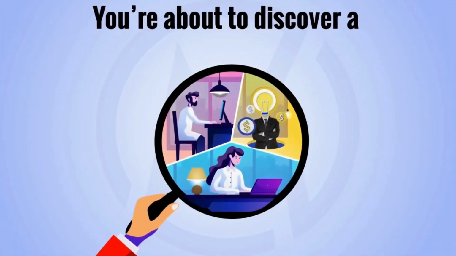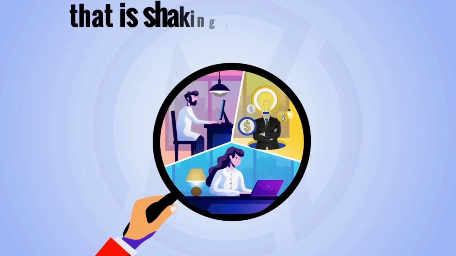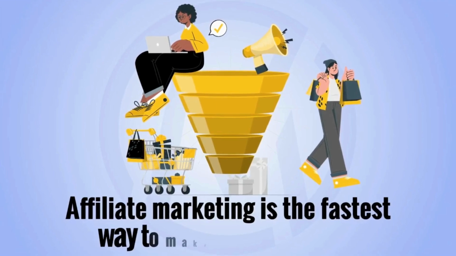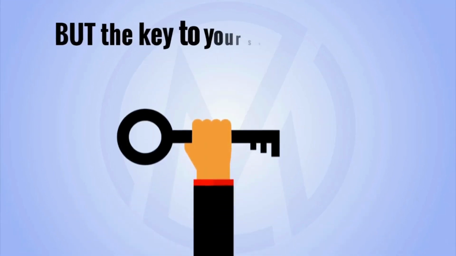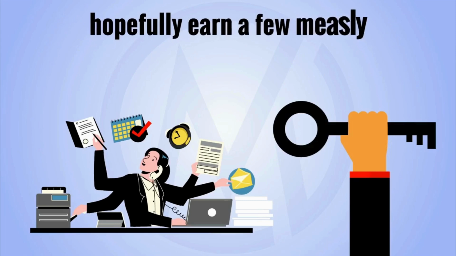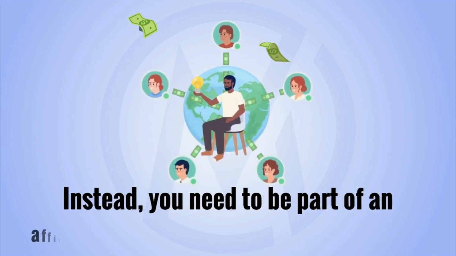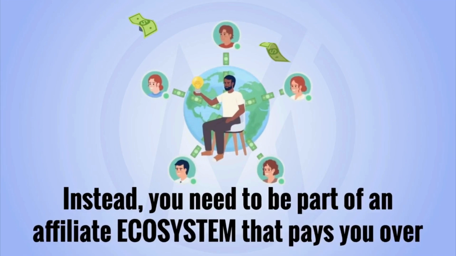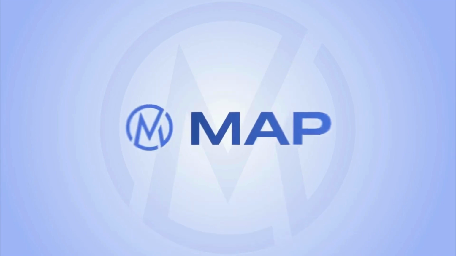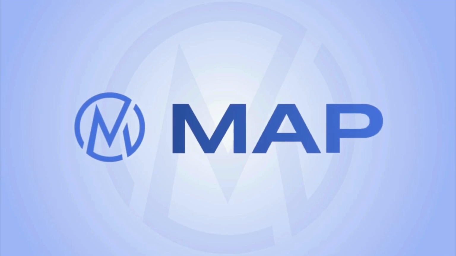You're about to discover a groundbreaking system that's shaking up the affiliate marketing world. Affiliate marketing is the fastest way to make money online. But the key to your success is not about working your butt off to hopefully earn a few measly commission payments. Instead, you need to be part of an affiliate ecosystem that pays you over and over again while building your list. Master Affiliate Profits, or MAP as we like to call it, is exactly what you need.